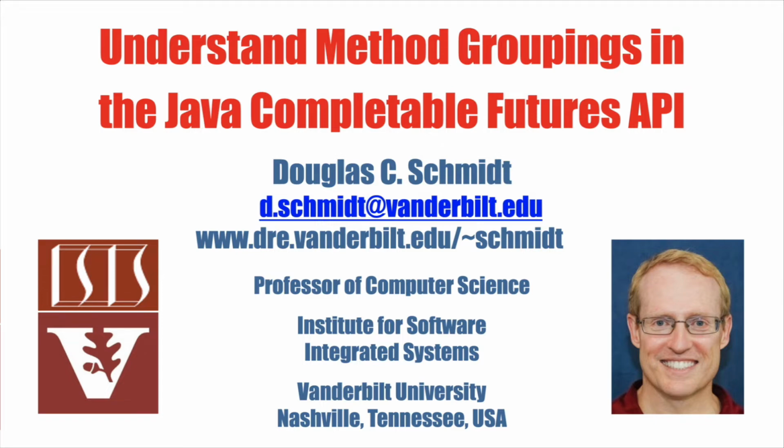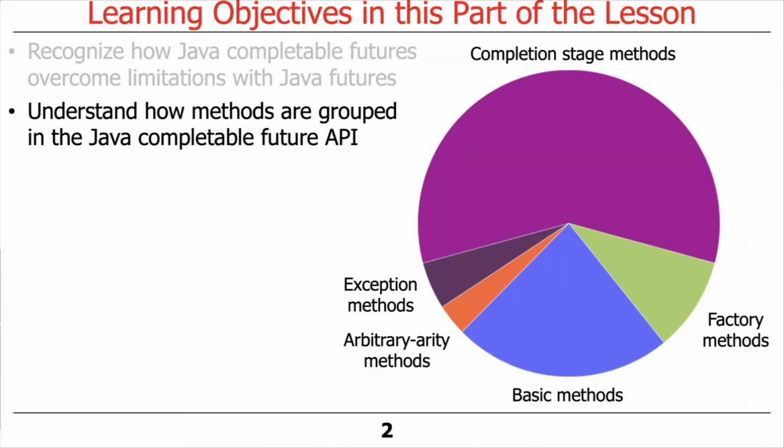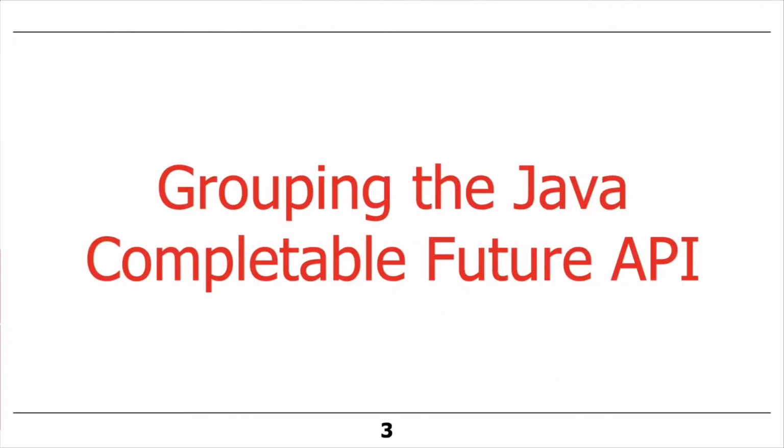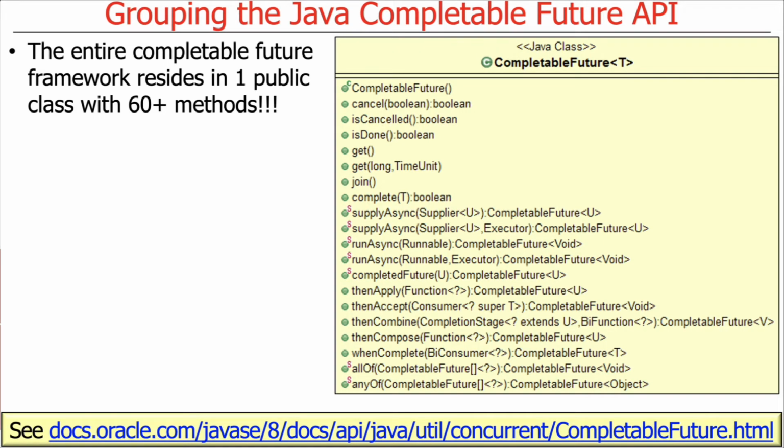Now that we've talked a bit about how the Java Completable Futures API addresses the limitations with Java Futures, let's talk more methodically about how you can group together the methods in the Java Completable Futures API. And you'll see in a second why it's important to group things together, because otherwise you get drowned in a sea of methods. The reason for that is that the entire Java Completable Futures framework resides in one public class with over 60 methods.